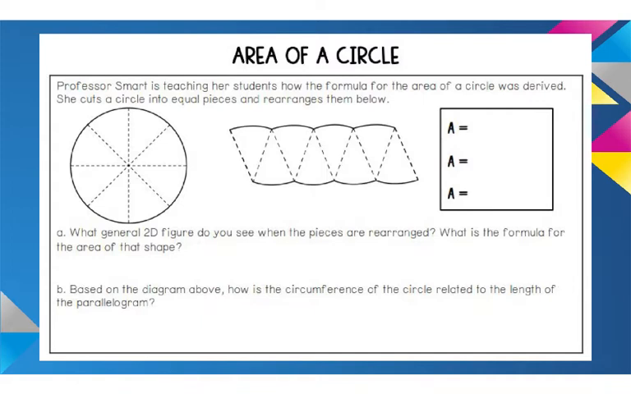We're going to go ahead and read through this example. It says, Professor Smart is teaching her students how the formula for the area of a circle was derived, or how they found it. She cuts a circle into equal pieces and rearranges them below. They almost look like pizza slices next to each other. Now, if you'll notice, this length right here is the same as the length of one of these pizza slices, and that represents, if you remember yesterday you talked about the diameter, so this represents the radius, right? So it's halfway across.